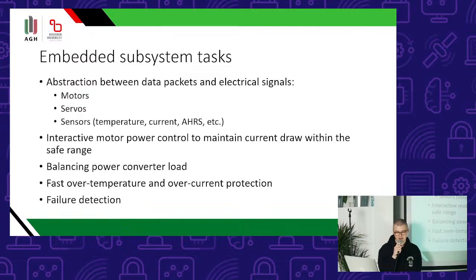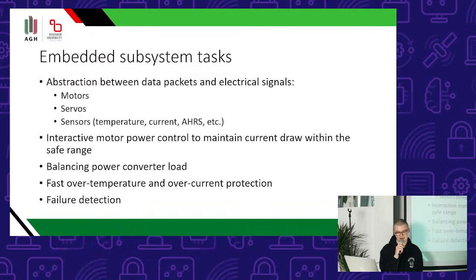And the last things are the fast over temperature and over current protection. In theory, we could measure the current, we could measure temperature, then gather all this data, send it to the control station, and wait for the control station to respond to some over temperature event, for example. But it takes time, and we want it to be fast. We want to have some mechanisms that will allow us to disable some systems immediately when some failure is detected.